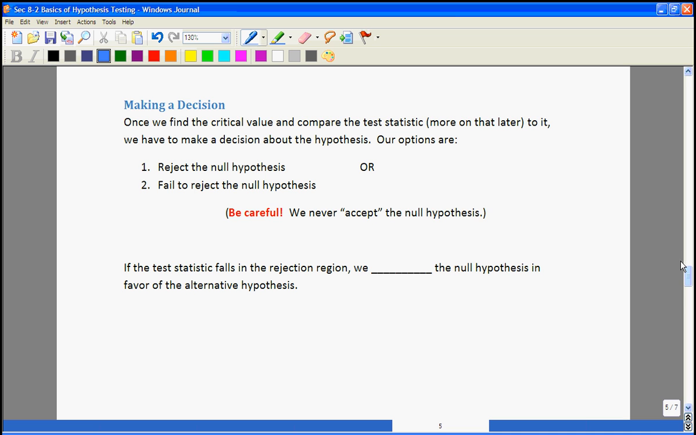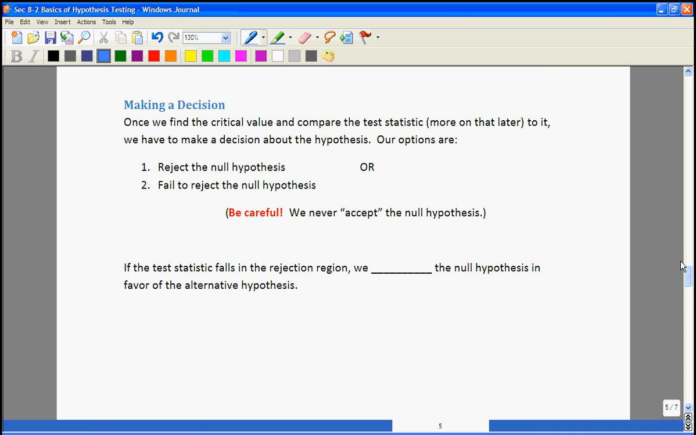And be really careful. We never say accept the null hypothesis. Some older textbooks might say that, but we don't want to use that language because it sounds like we're proving the null hypothesis, which is not really the case. We're just disproving the alternative, if that makes any sense. So either we reject the null hypothesis or we fail to reject the null hypothesis.